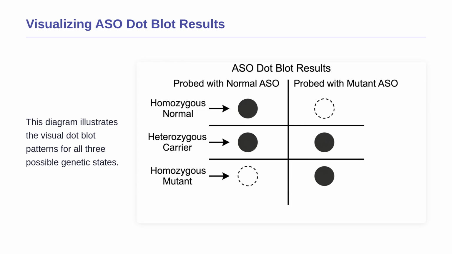The middle row shows a heterozygous carrier, like the mother, with dark spots on both sides because they possess both alleles. Finally, the bottom row shows a homozygous mutant individual who would unfortunately suffer from the disease, showing a spot only on the mutant side. This simple presence or absence of dots provides profound, life-changing medical information.